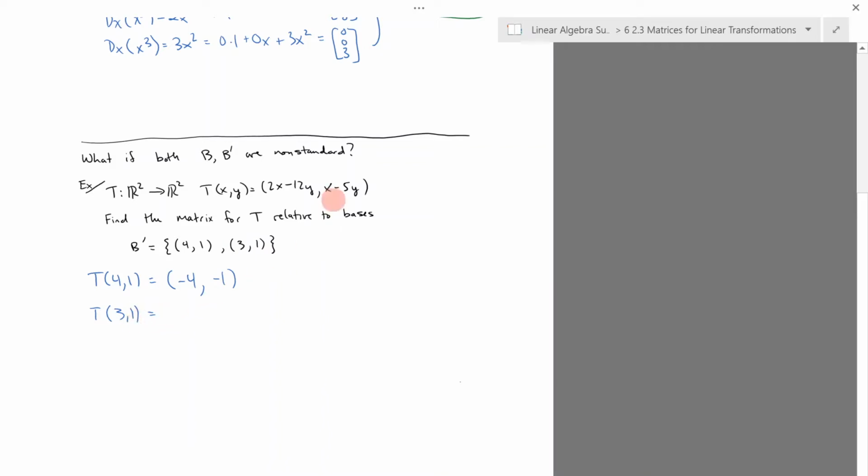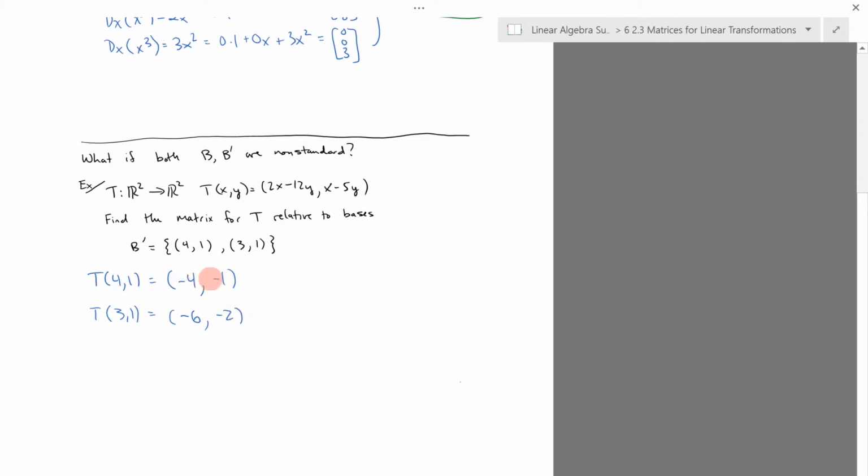So what do I get? 3 minus 5 is negative 2. And then, oops, I plug it into the first one. So (3, 1), so 6 minus 12 is negative 6. And then 3 minus 5 is negative 2.